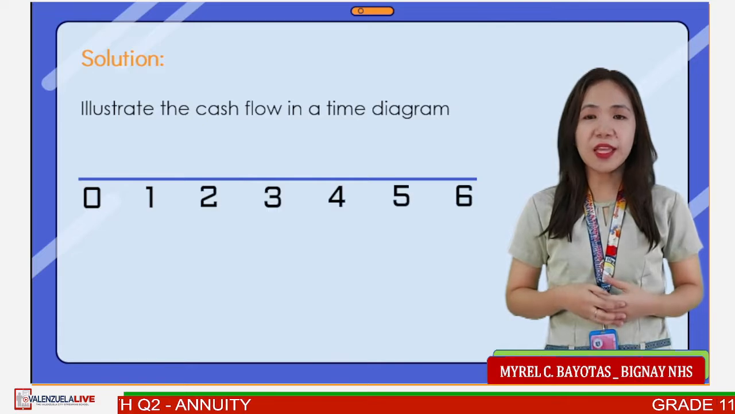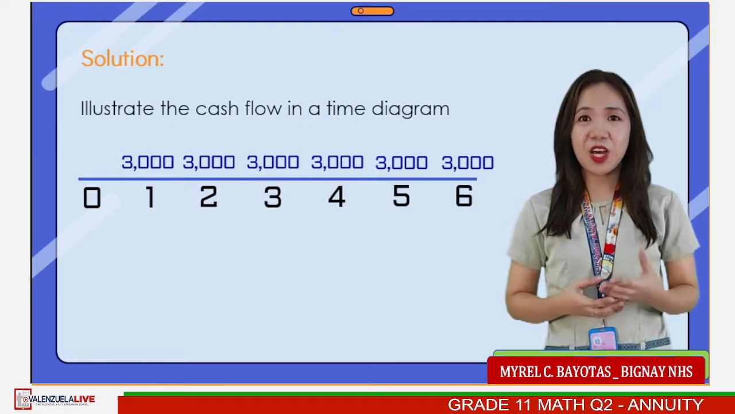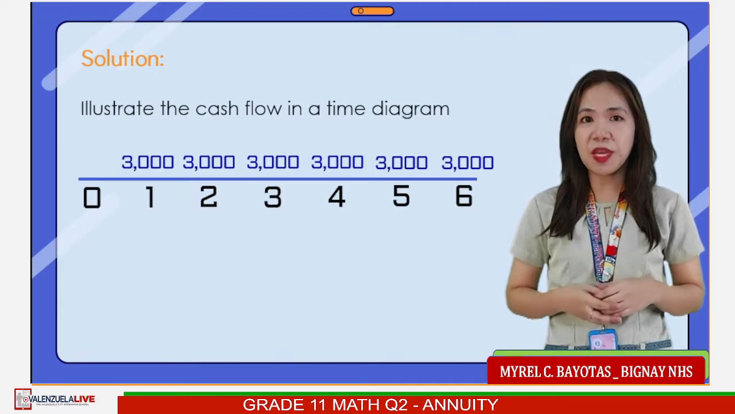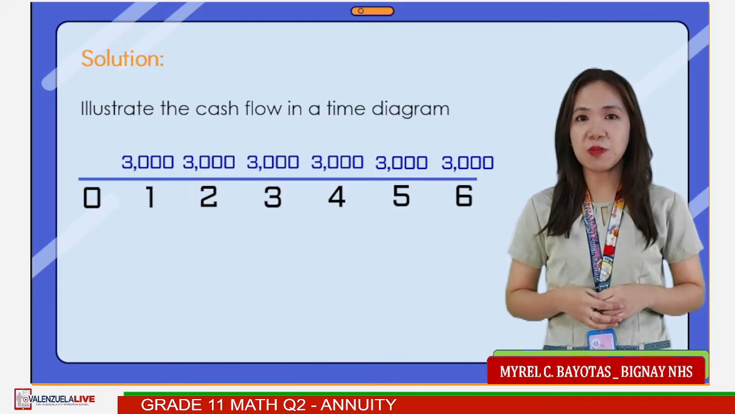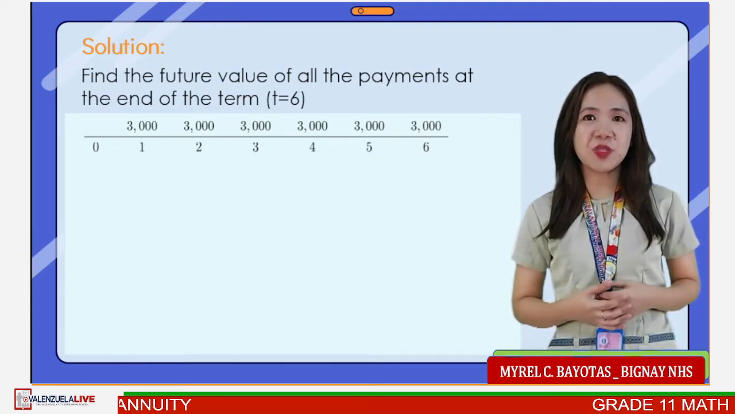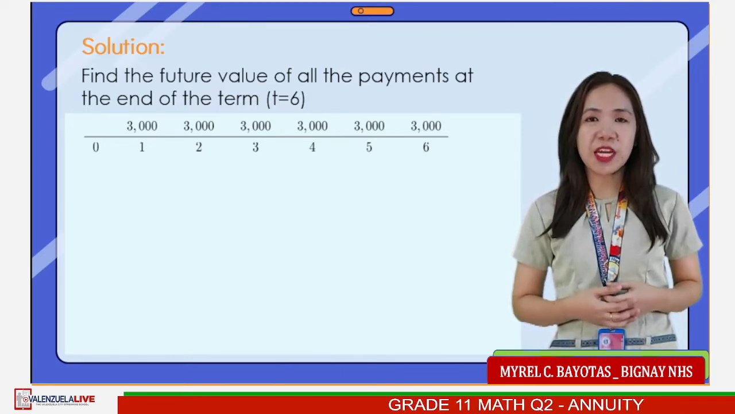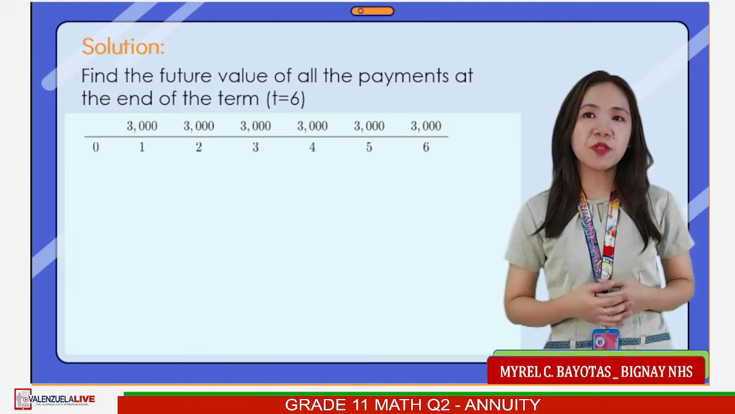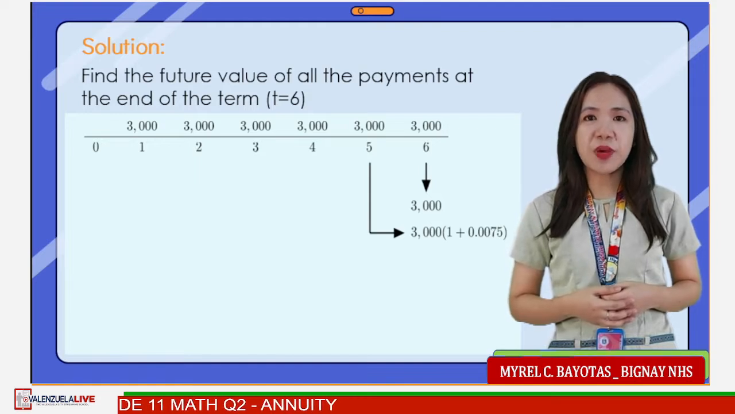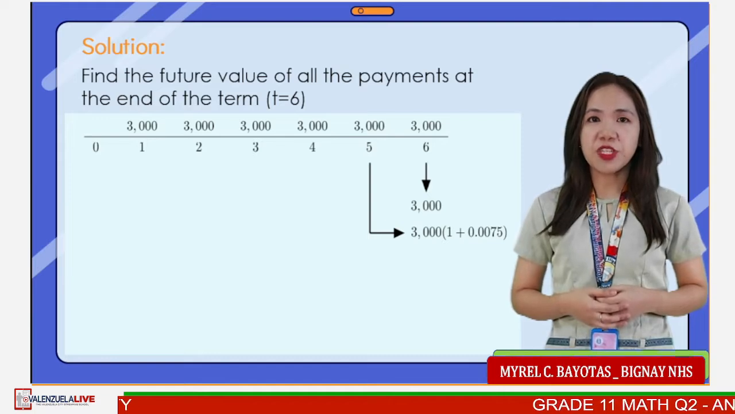We start with 0 and end with 6 since term or T is equal to 6. At the top, we write 3,000 pesos for each month since Mrs. Remoto's periodic payment or R is equal to 3,000 pesos. Step 2. Find the future value of all the payments at the end of the term or T equals 6. Using the tree diagram that shows the cash flow, we start by putting 3,000 pesos at 6 or the 6th month. Next, put 3,000 pesos times 1 plus 0.0075 at 5 or the 5th month.